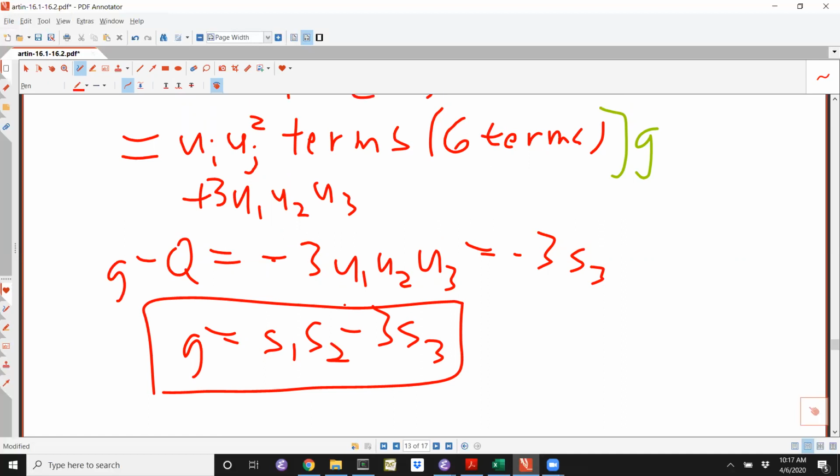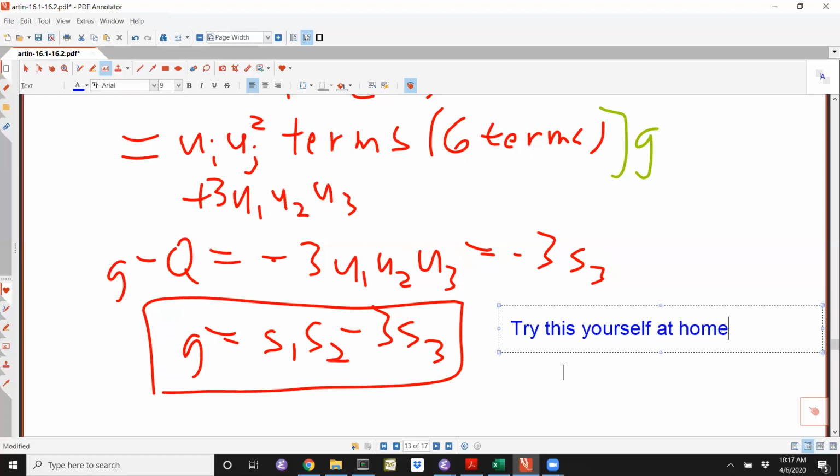So I think we run out of time. If that seemed difficult, you might want to just watch this last 10 minutes again on YouTube. But really, the thing you really got to do is to try this yourself at home. See Artin 16.1 for more examples. I think it's actually exactly this example, but you get the idea.